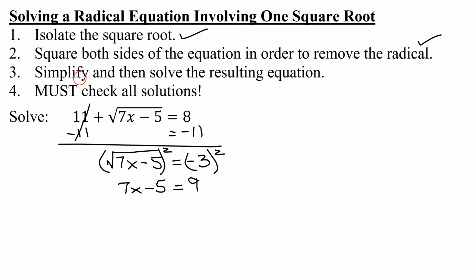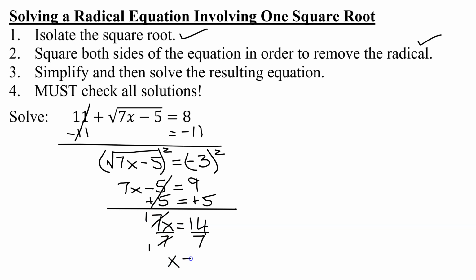So step 3 is simplify and solve the resulting equation. Well, what type of equation do I have here? The highest degree on an x is a 1, so it's a linear equation. So I need x's on one side, everything else on the other. So I'm going to add 5 to both sides. So I have 7x equals 9 plus 5 is 14. Now to get the x by itself, divide both sides by 7. And I get x equals 14 divided by 7 is 2.